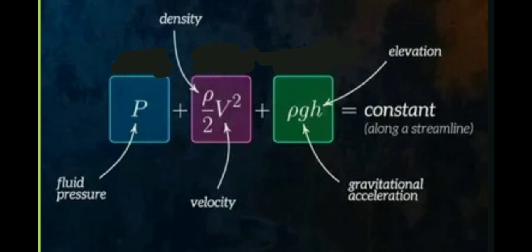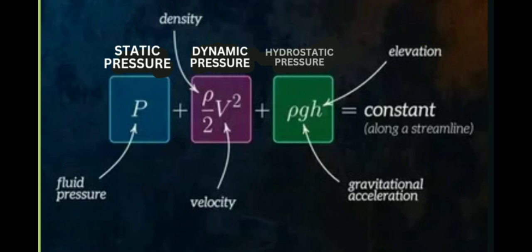Each of the terms is a pressure. The first term is the static pressure, P, which is just the pressure of the fluid. Then, we have the dynamic pressure, which is a function of fluid density, rho, and velocity, V, and represents the fluid kinetic energy per unit volume. And the last term is the hydrostatic pressure, which is the pressure exerted by the fluid due to gravity.